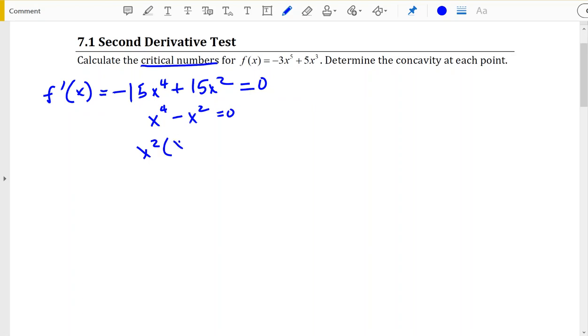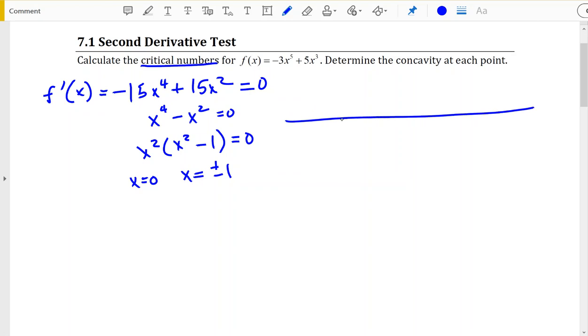And factoring out an x squared will tell us our x coordinates. x squared equals 0 when x is equal to 0, and x squared minus 1 is equal to 0 when x is equal to positive or negative 1. So I'm going to create a number line over here and just throw our values on there: x equals negative 1, 0, and 1. And this is just going to be a way for me to organize my work.